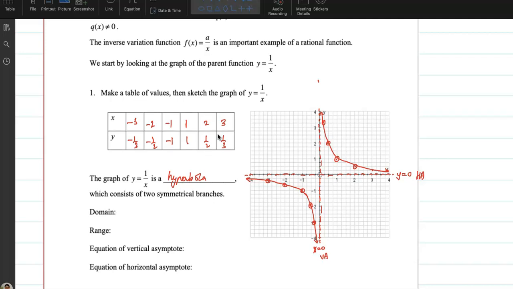Domain: x cannot be equal to 0, which means x belongs to the set of real numbers, x is not equal to 0. Range: y cannot be equal to 0. Equation of the vertical asymptote: x is equal to 0. Horizontal asymptote: y equal to 0. On the same set of axes, the question is to sketch a graph of 4 upon x.